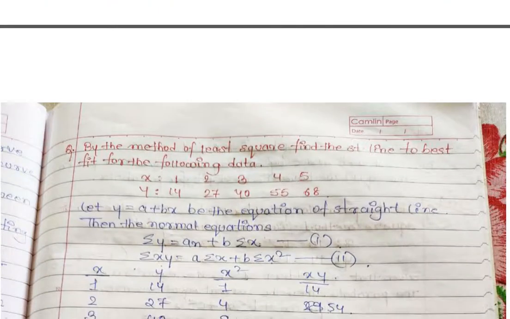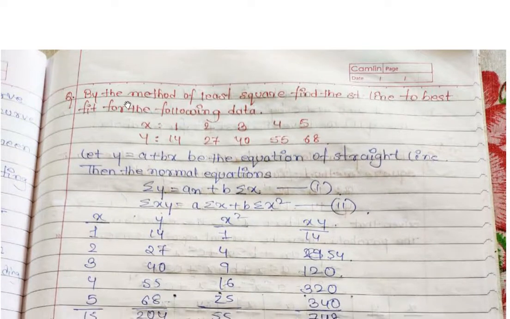Suppose a problem is given here: by the method of least squares we have to fit a straight line depending on this data. So y equals a plus bx, that is the equation of the straight line we are assuming. So what will be the normal equation? Directly write down the normal equation. No need to write down all the steps. No marks will be deducted. Okay, directly write down the normal equations.